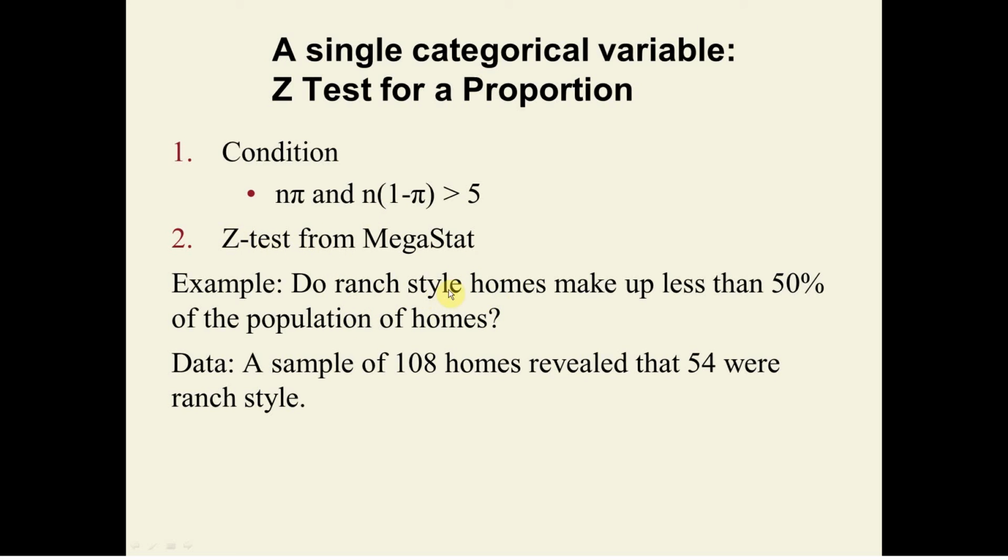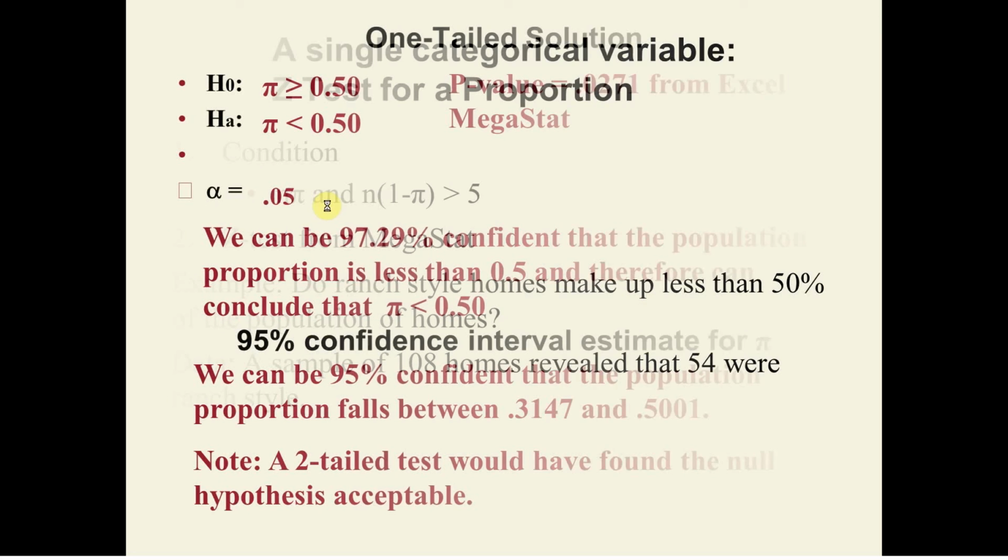So here's an example. Do ranch-style homes make up less than 50% of the population of homes? Okay, so we might go look at our ranch-style homes in our real estate example spreadsheet, and we would say, are there more than 50% of them, based on the samples that we have, ranch-style? Okay, so the opposite would be they're not ranch-style. Maybe we have 108 homes, and we found that of that sample of 108 homes, 54 of them were ranch style. So that 54 is n, right? And pi would be 0.5.